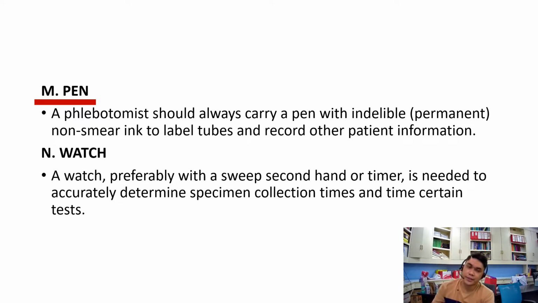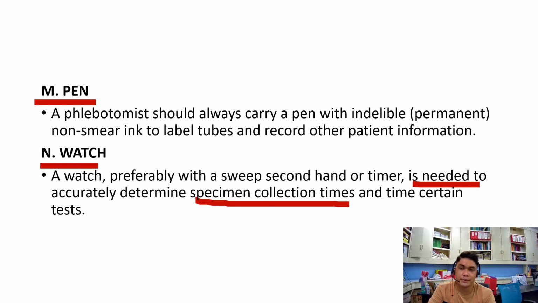The next is the watch. A watch, preferably with a sweep second hand or timer, is needed to accurately determine specimen collection times and to time certain tests. In the labeling of specimens, you need to write the time of collection. That's why you need a watch, to indicate the time of collection and also to time certain tests like clotting time and bleeding time. So that's the use of a watch.